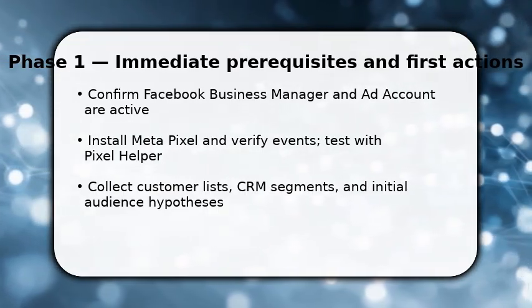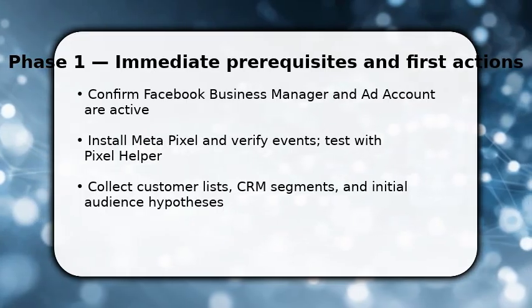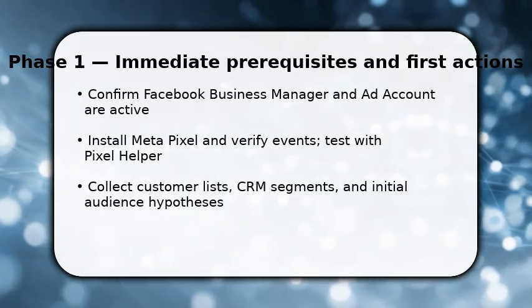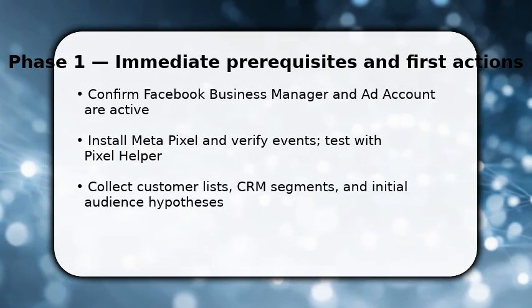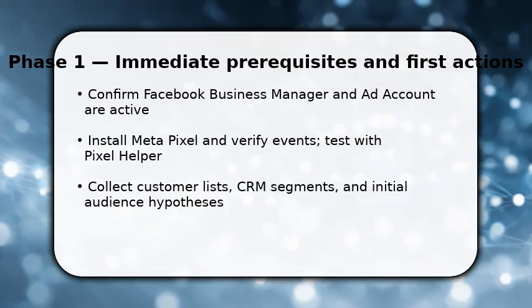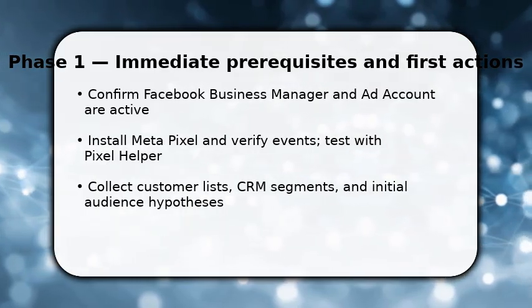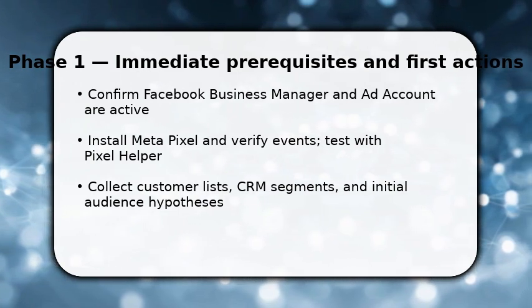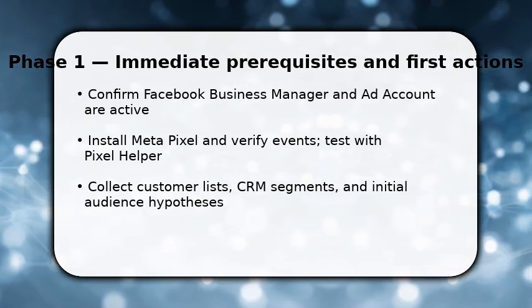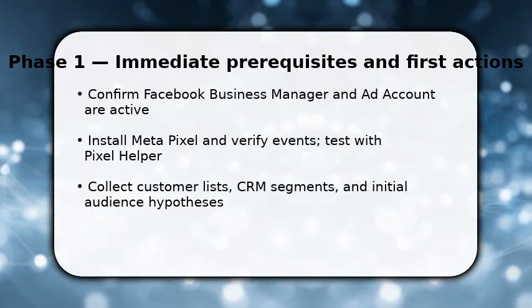Once done, sketch 3 primary audience hypotheses: demographic core, behavior-based, and custom customer lists. Make sure to note where each hypothesis sources its signals: pixel, engagement, or CRM, because that determines which targeting and optimization strategies you'll use next.